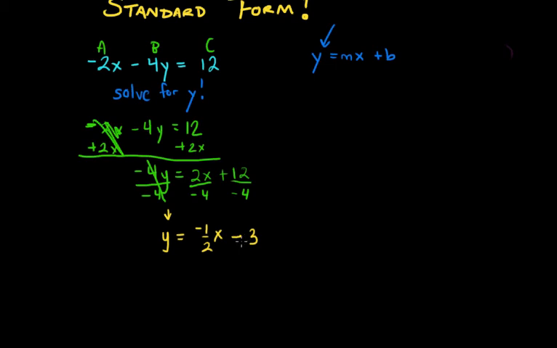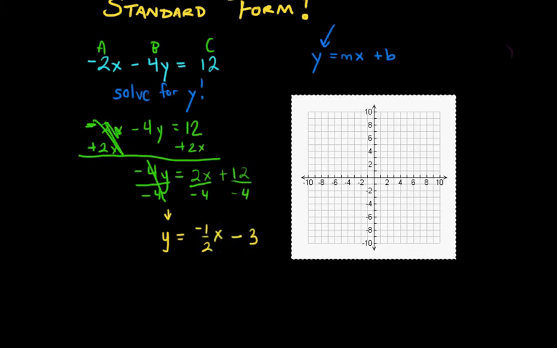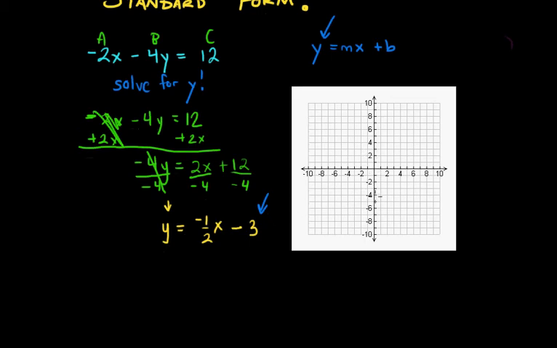So I totally can graph that. I like graphing in slope-intercept form. It's not that bad. So there's my graph. And let's graph it. The first thing I want to notice is the y-intercept is negative 3. So I'm going to go down and put my point at negative 3.